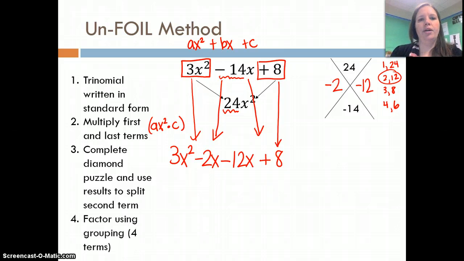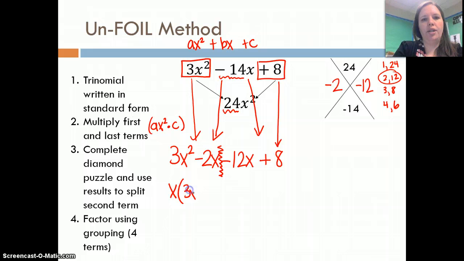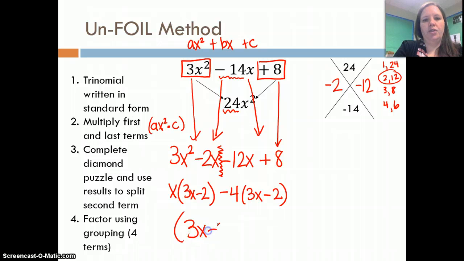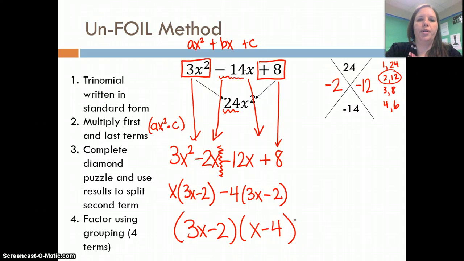so that now I can complete my unfoil. So break it into 4 terms, and then we can factor out an x, so we get 3x minus 2. We can factor out negative 4, so we end up with 3x minus 2. And then our answer is the quantity of 3x minus 2 times the quantity of x minus 4.